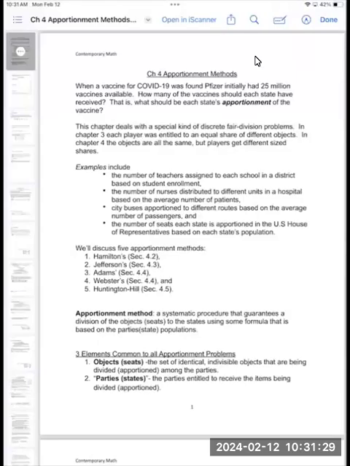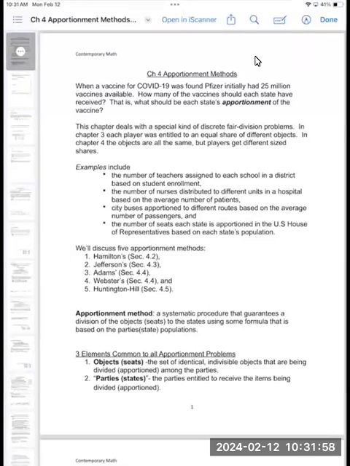This is chapter 4 on apportionment methods. When a vaccine for COVID-19 was found, Pfizer initially had 25 million vaccines available. How many of the vaccines should each state have received? That is, what should be each state's apportionment of the vaccine?